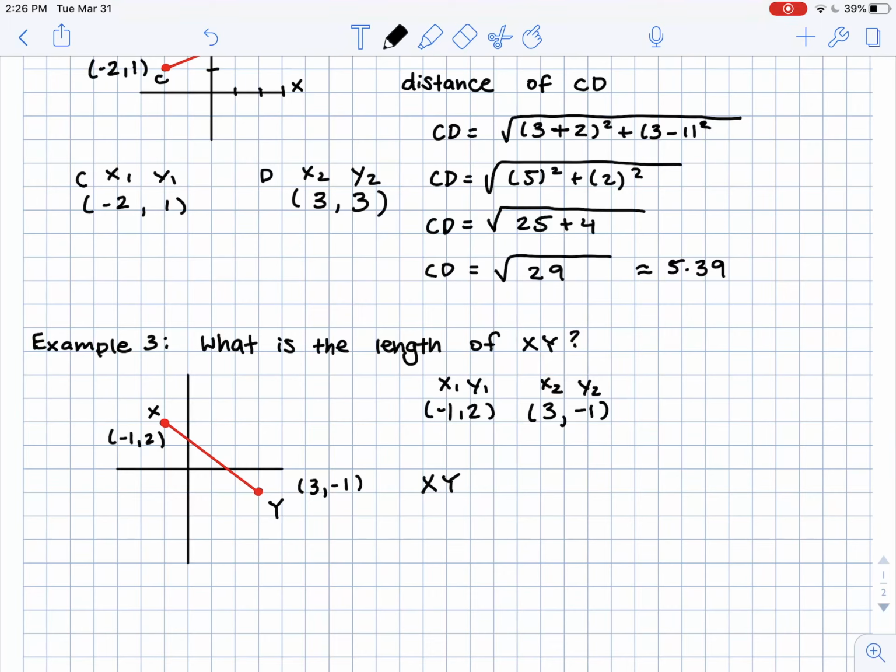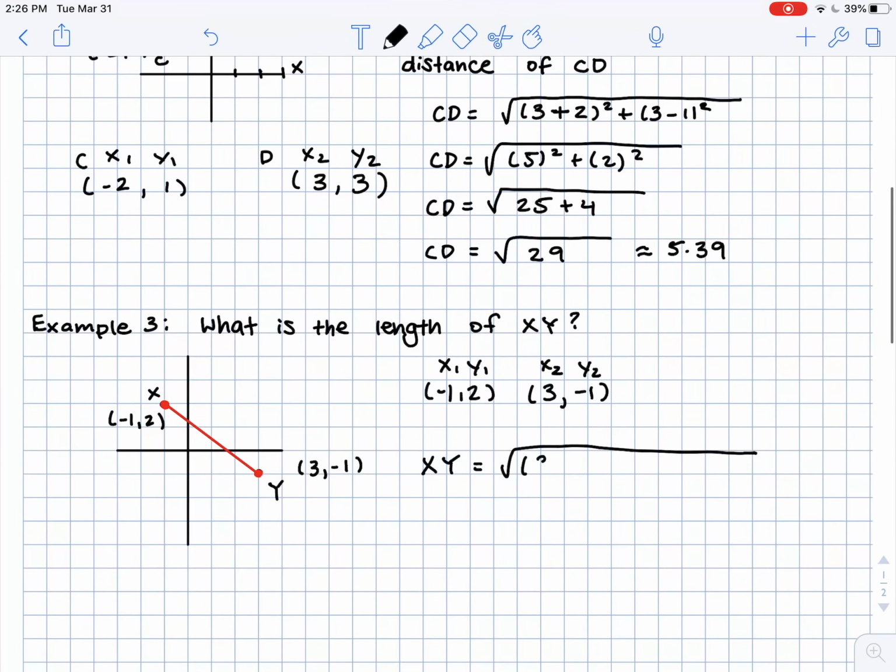Well, we're going to use the distance formula. So we know that xy equals the square root of x2 minus x1 squared plus y2 minus y1 squared. Okay, so we can simplify. 3 minus -1, the two negatives turn into a plus. -1 minus 2 is -3.